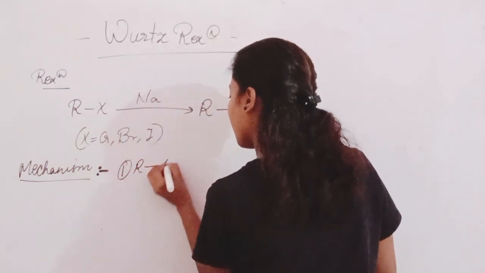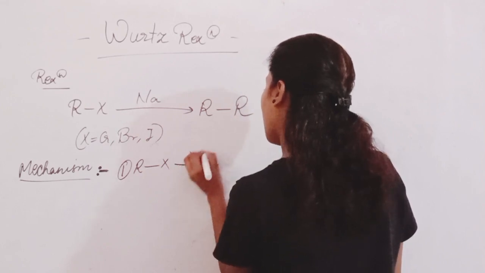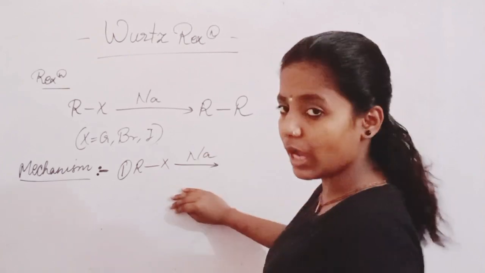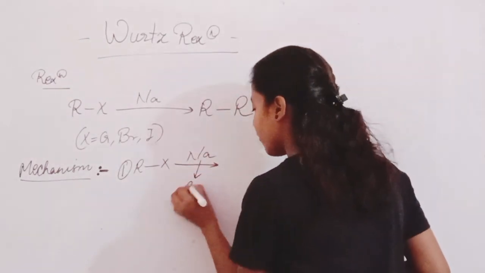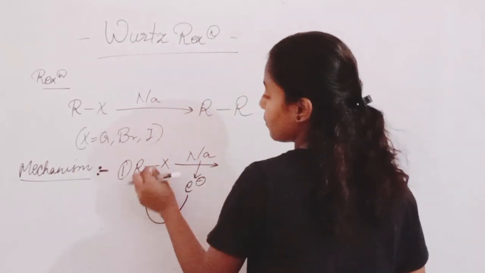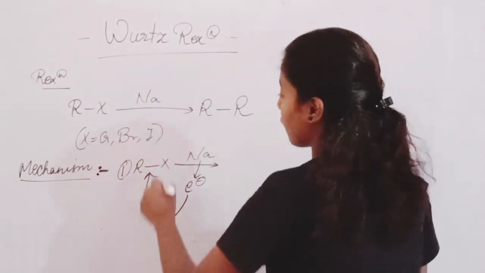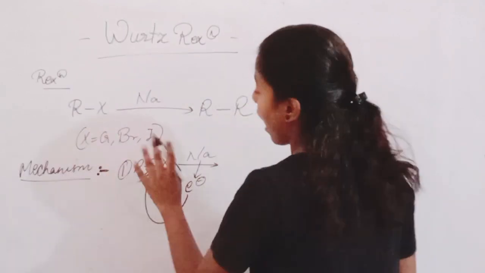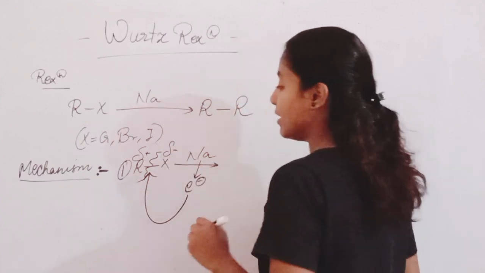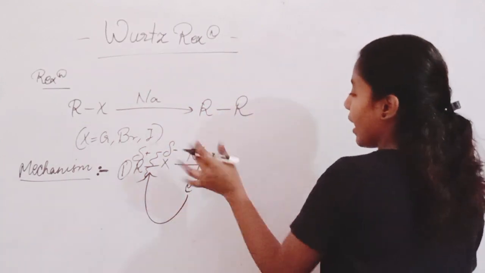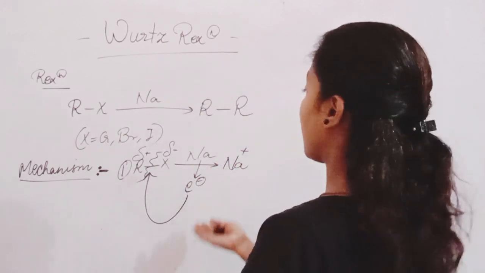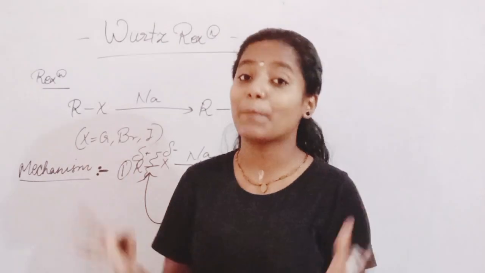Firstly, what happened: R bond X with Na. I put Na in this particular reaction. Now Na itself has an electron. This electron will come and jump on the bonded pair of R bond X and will break the bond, and we all know R carries delta plus and X carries delta minus. Now from here what we get is Na plus. Now Na plus wants some negative charge to come so that it can form a pair.